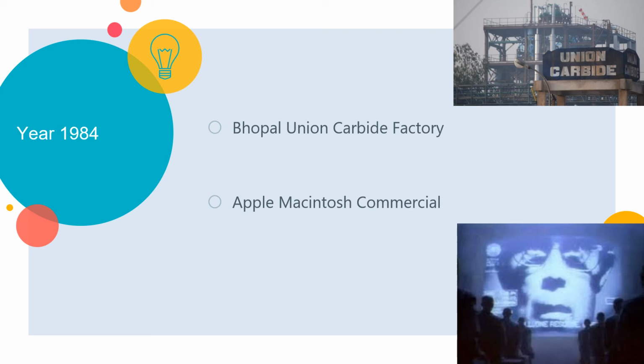And before I leave you, there were two important things that happened that year. The first one was the Bhopal Union Carbide tragedy, and the second was the Apple Macintosh commercial. If you guys haven't seen that commercial, I'll recommend you go and watch it. You'll really understand the kind of marketing and sales Apple was into in those days.